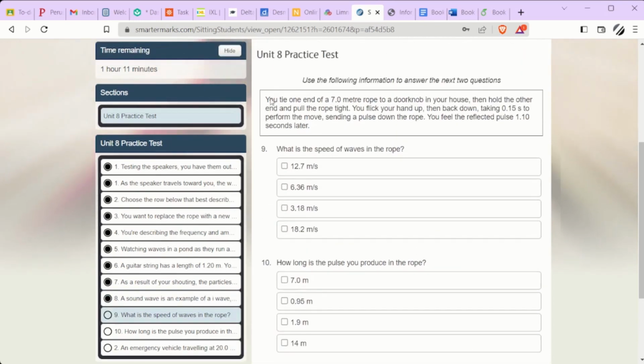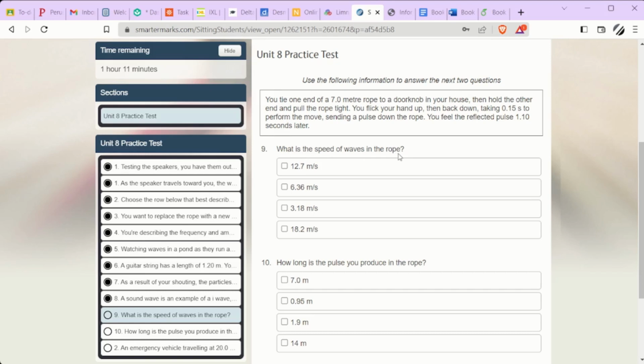Now, we tie one end of a 7-meter rope to a doorknob in the house and hold the other end and pull the rope tight. You flick your hand up and back down, taking 0.15 seconds to perform the move, sending a pulse down the rope. You feel the reflected pulse 1.1 seconds later.